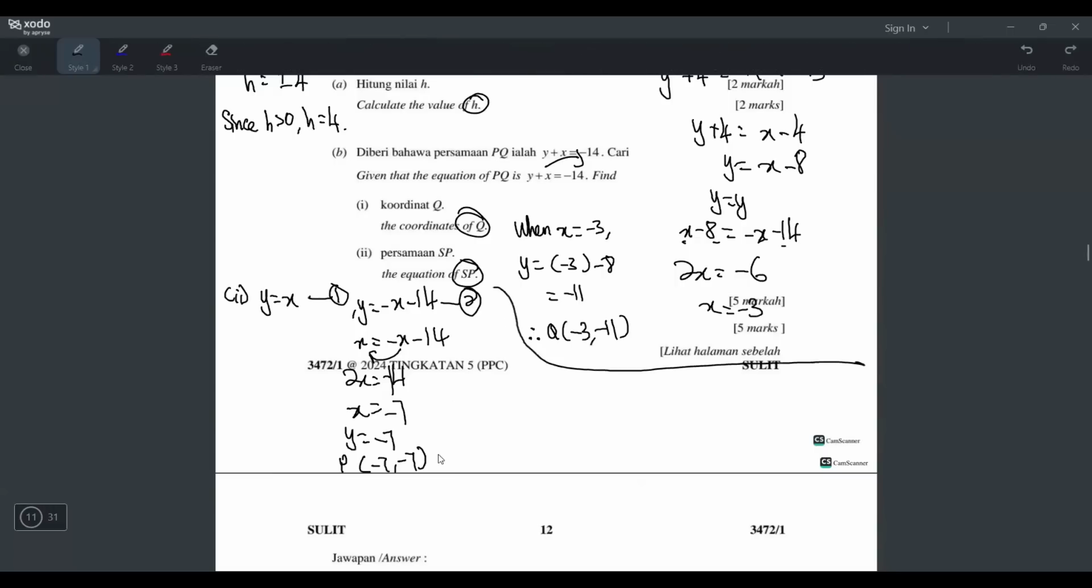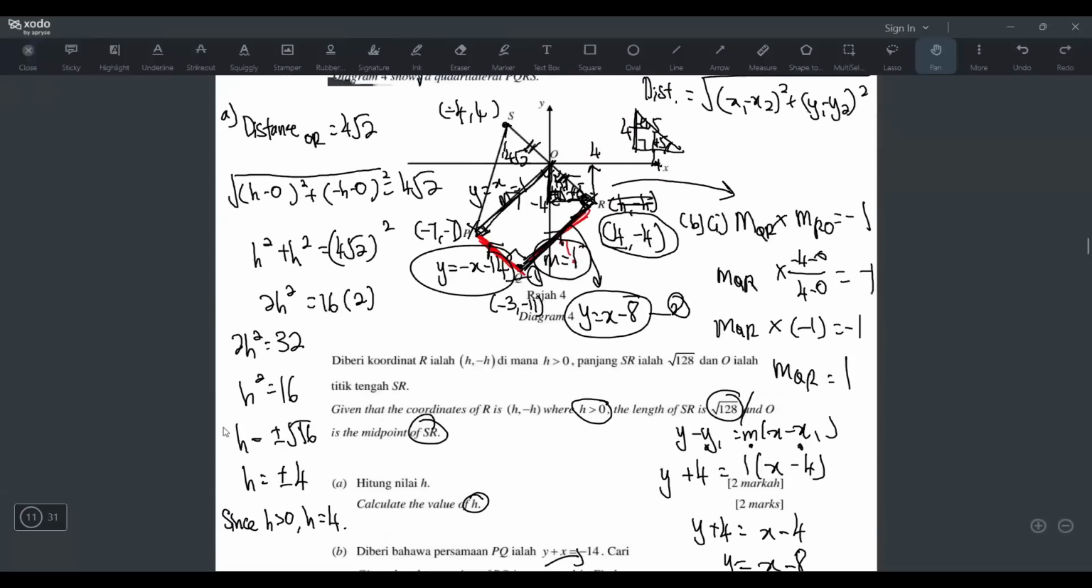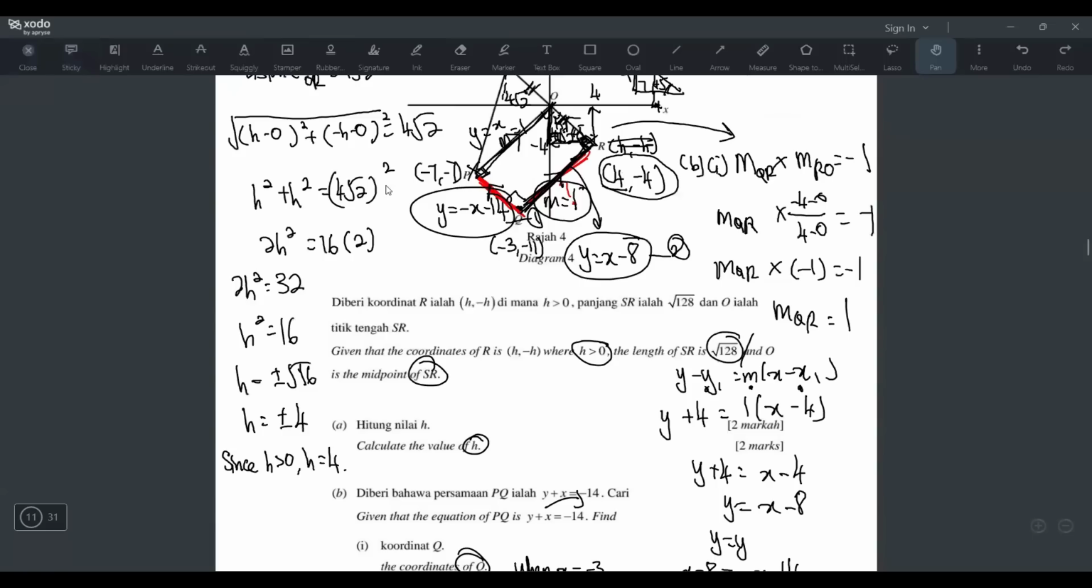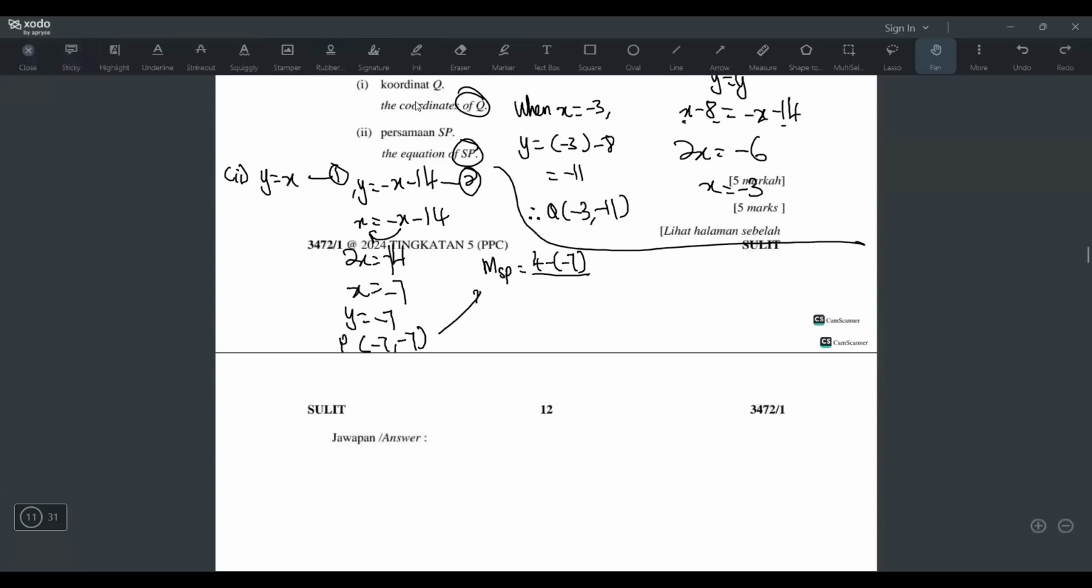So I'll write here. Okay, so the gradient of SP is, the formula is y minus y over x minus x. So 4 minus negative 7, which means 4 plus 7, and then over x minus x, negative 4 minus negative 7. Negative 4 minus negative 7. Or you can write negative 4 plus 7. Okay, 4 plus 7 is 11. Negative 4 plus 7 is 3.